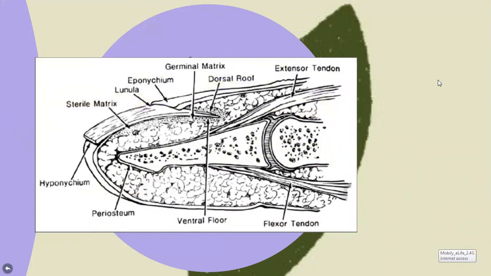The nail bed by itself consists of two parts. It is the sterile matrix and the germinal matrix. The germinal matrix is proximal to the nail bed and is responsible for the nail growth.